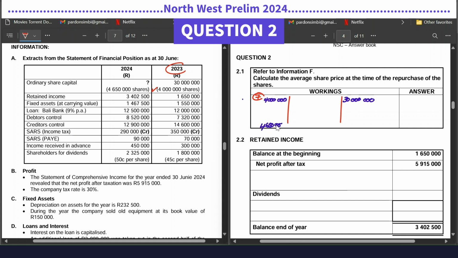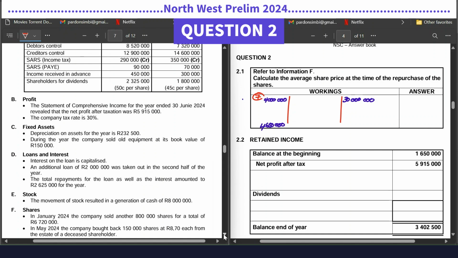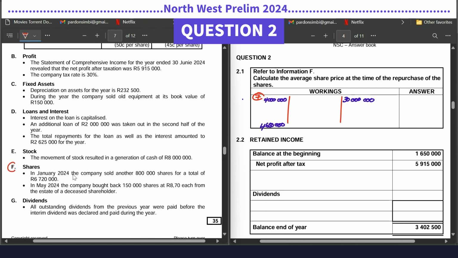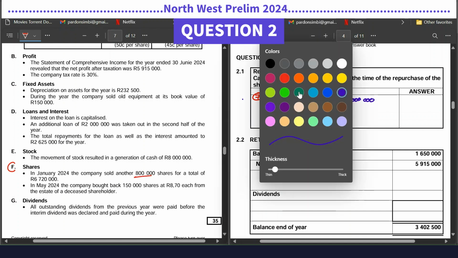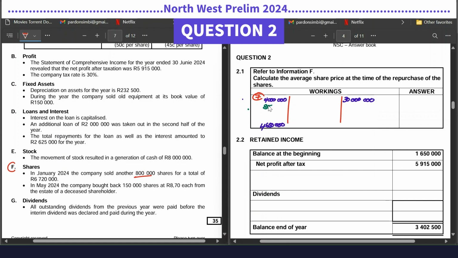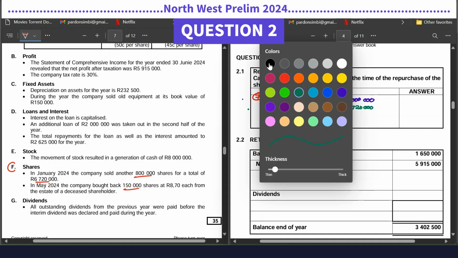And then we are told in more information, information F, in January, the company sold another 800,000 shares. So we're going to issue 800,000 shares here, for a total of 6,720,000. And then it says, in May, the company bought back 150,000. So in May you'd have your bracket here, and the repurchase is 150,000.